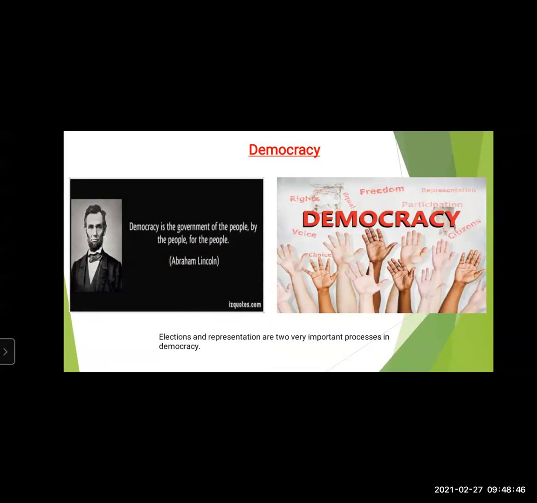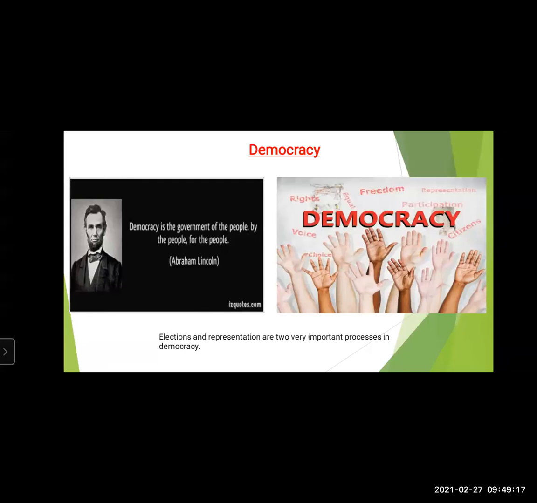Now, in the last chapter, the working of the constitution, we understood the importance of democracy, and our country India is a democratic country because we follow democracy. Democracy is a form of government of the people, by the people, and for the people, as well said by Abraham Lincoln, the famous US president. It basically means that through the democratic form of government, we exercise our vote.